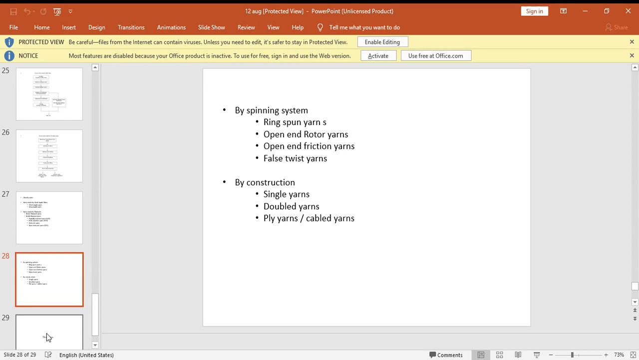And by spinning system: ring spun yarns, open end rotor yarns, air jet yarns, and false twist yarns. And finally by construction, yarns are classified into single yarns, double yarns, ply yarns, and cable yarns. So these are the objectives of today's class.